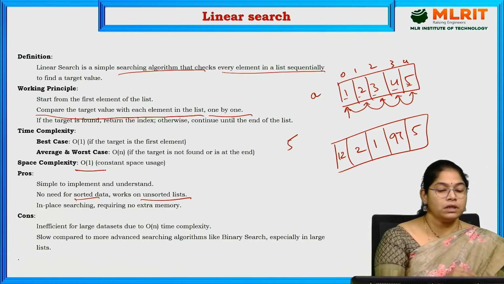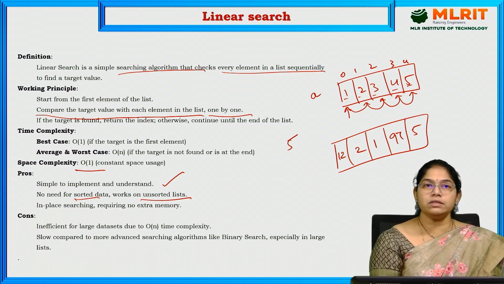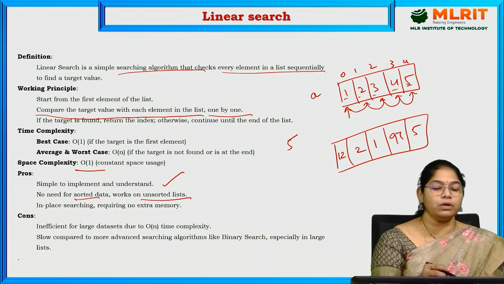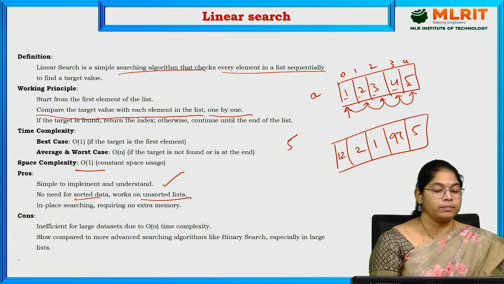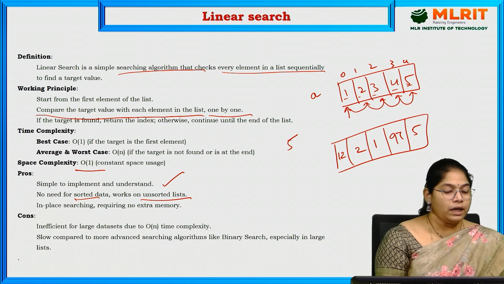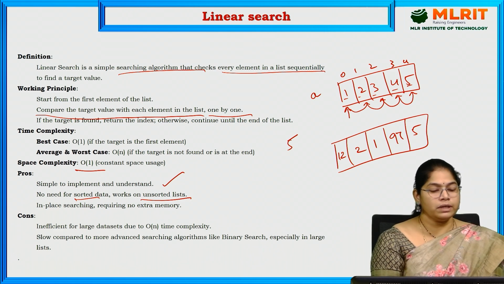Then pros: it is simple and easy to understand. There is no need for sorted data. It can work on both sorted and unsorted lists. It searches in place, requiring no extra memory.